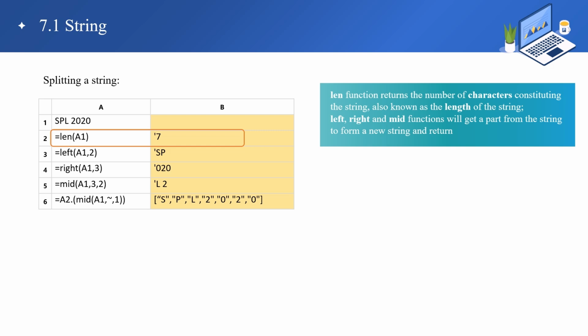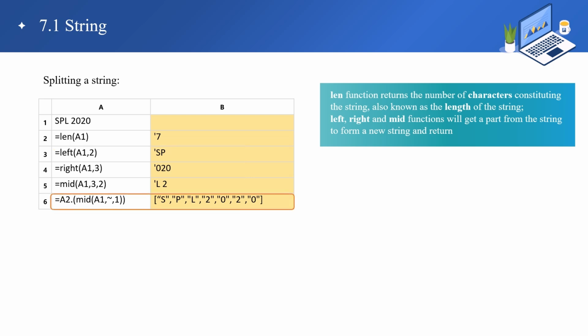It should also be noted that SPL adopts Unicode, and a Chinese character or a number or an English letter is only one character. In some early programming languages, a Chinese character will be two characters. The left, right and mid functions of A3, A4 and A5 will get a part from the string to form a new string and return. The function name has reflected the part to be taken. Then observe the operation results. It is easy to understand the meaning of its parameters, and we won't elaborate here. Almost all programming languages that can handle strings have these functions, and the naming and parameter rules are the same.